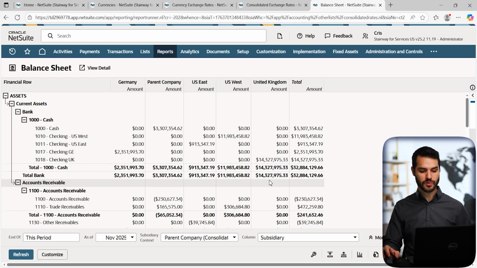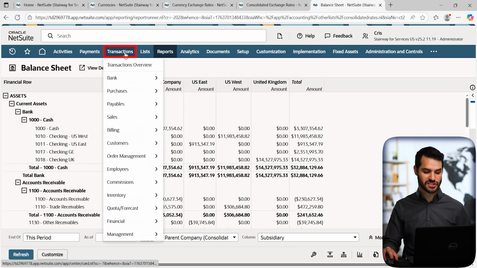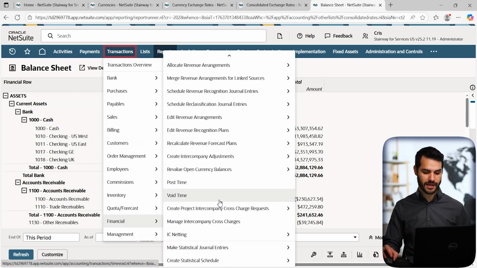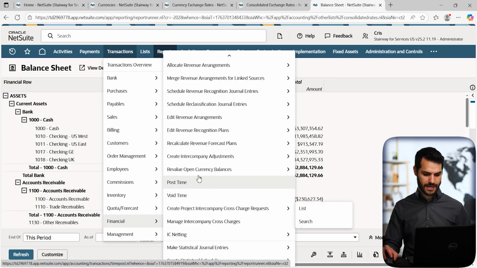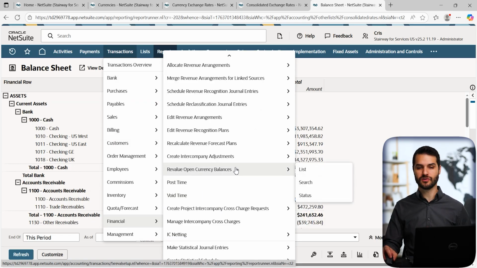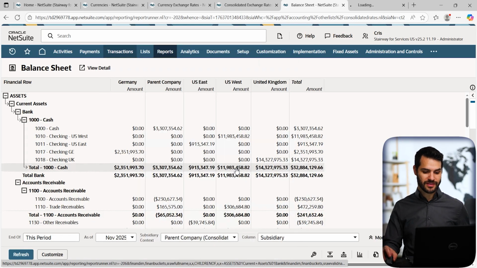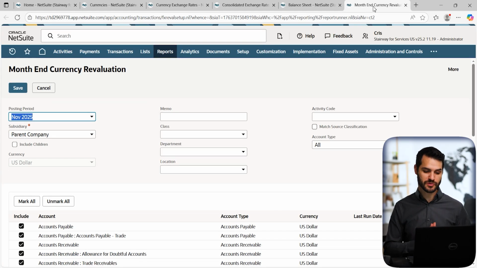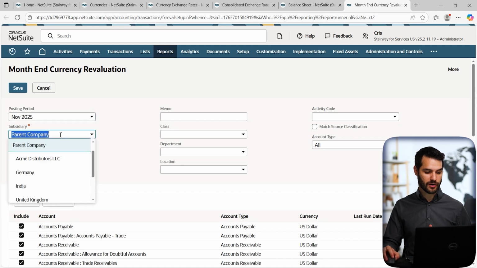Now, the last thing I want to show you in this video is the concept of revaluing currency. So if we come over to transactions and down here to financial, we'll scroll down a little bit. You can see right here, we have revalue open currency balances. So this is something you would generally be doing at the end of the month as part of the close procedure. You basically go, okay, no, we wouldn't do it for the parent company in this case.